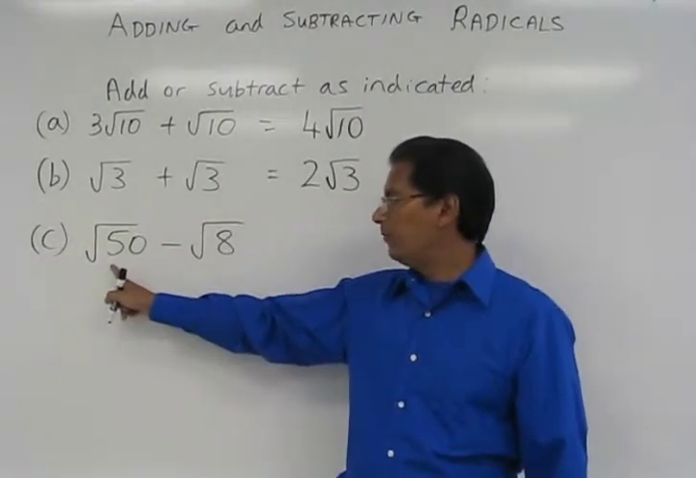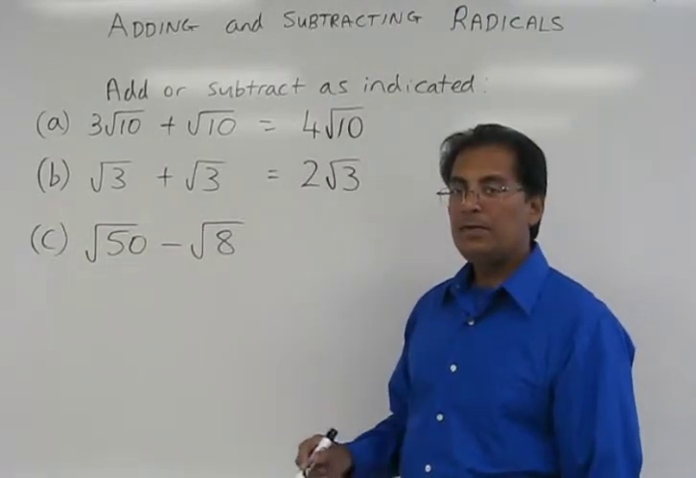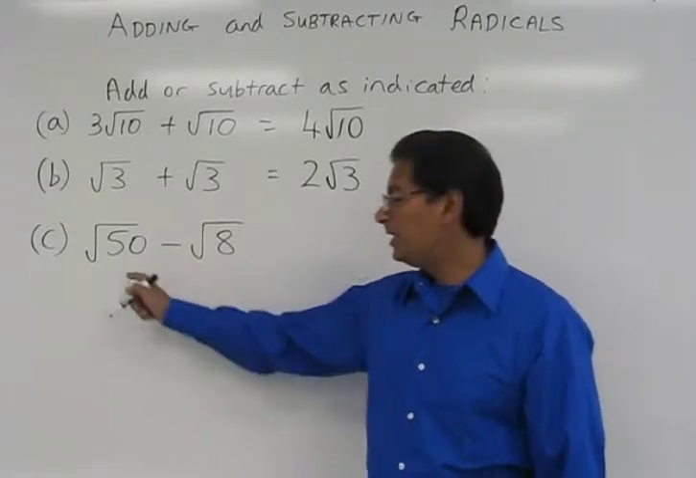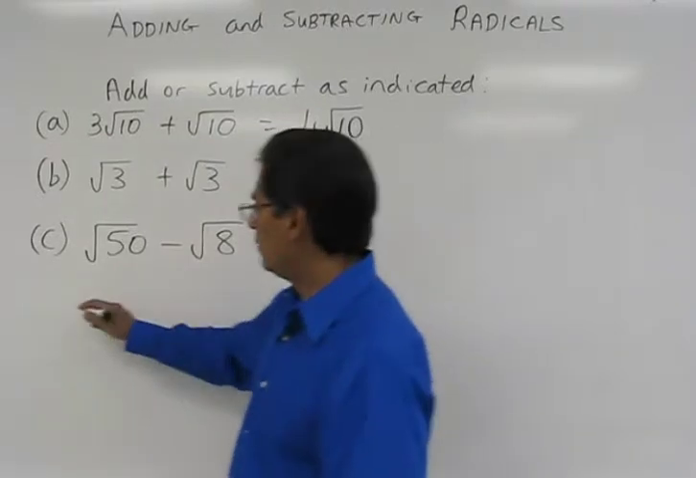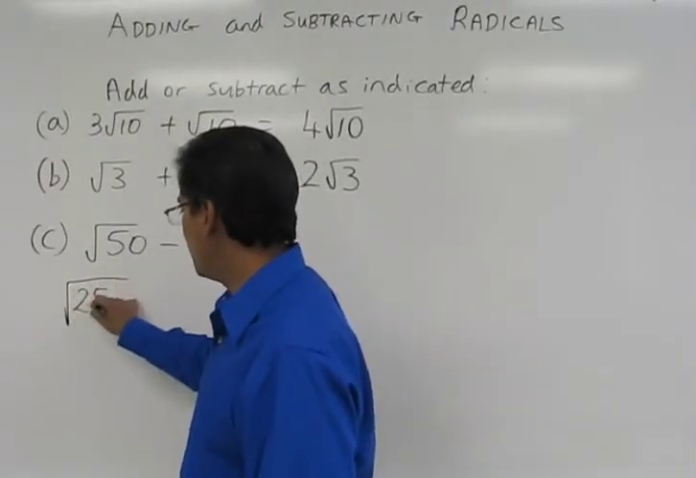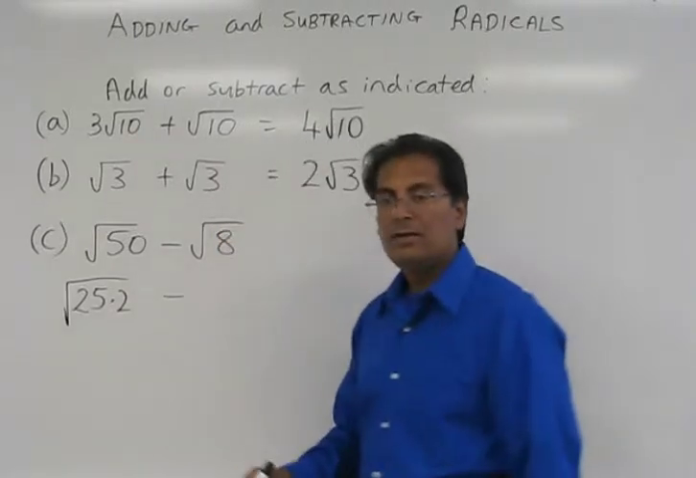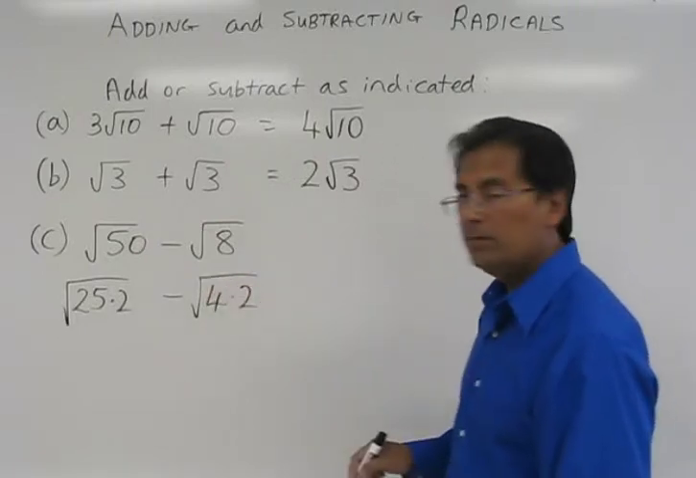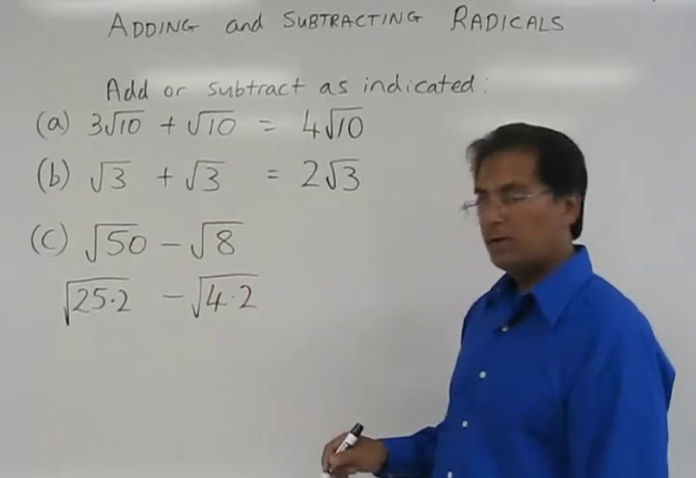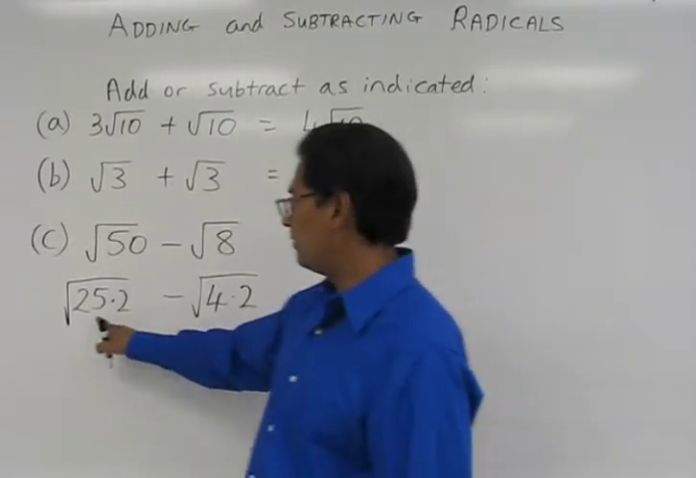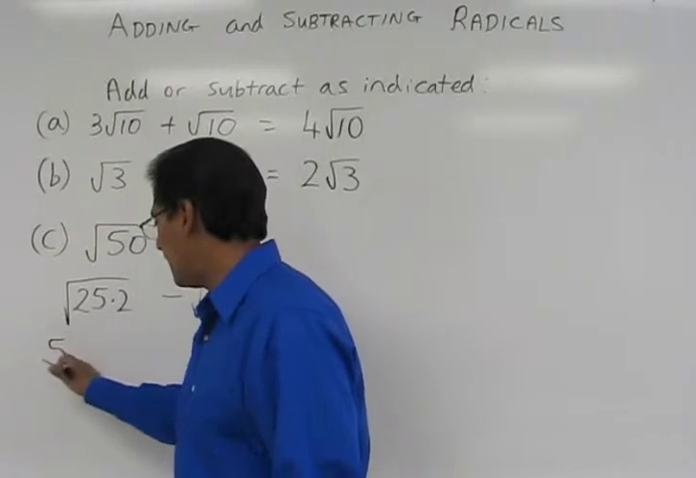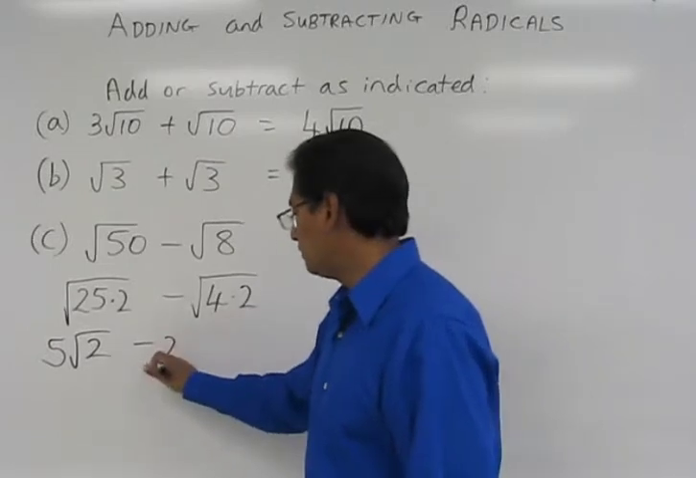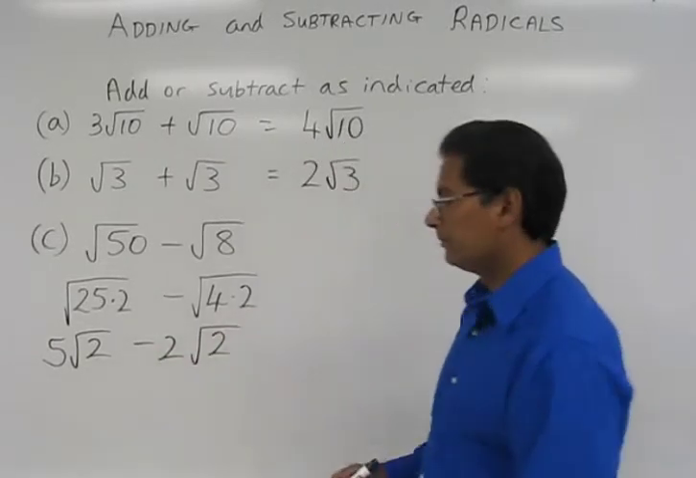Part C, root 50 minus root 8. Now, these we have to simplify. First, we always have to look to see if we can simplify these radicals. Well, 50 is 25 times 2. So I could rewrite this as the square root of 25 times 2. And 8 is actually 4 times 2. So 8 is the square root of 4 times 2. And now we take out the perfect squares. In other words, we square root the perfect squares. The square root of 25 is 5. So we'll have 5 times the square root of 2, what's left over, minus the square root of 4 is 2. 2 times the square root of 2.